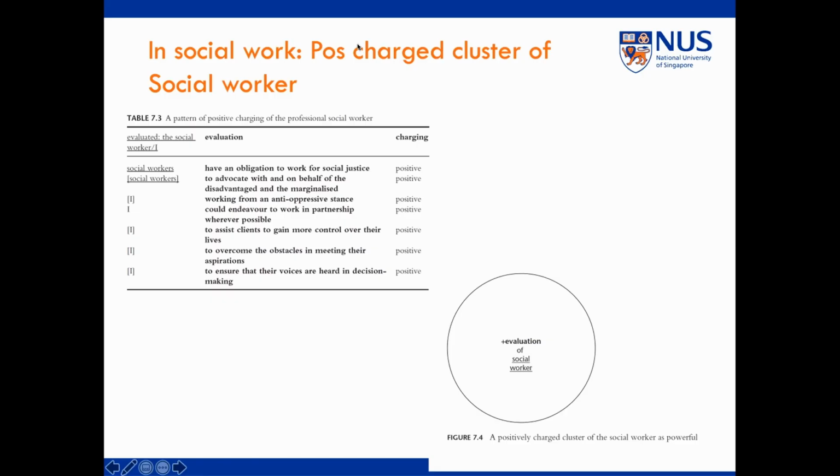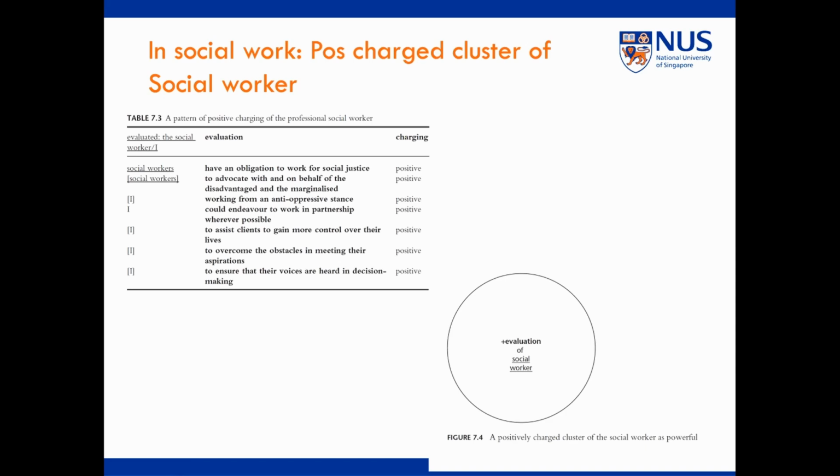I am a social worker. This is what I do in relation to the entirety of social work. This is what my position is, right? And then aligning with those values. So what do social workers do? They have an obligation to work for social justice, to advocate with and on behalf of disadvantaged and marginalized, work from an anti-oppressive stance, endeavor to work in partnership wherever possible, assist clients to gain more control, overcome obstacles in meeting their aspirations, and to ensure their voices are heard.